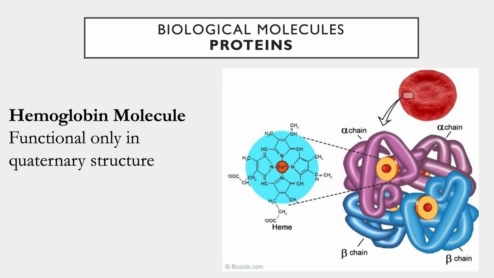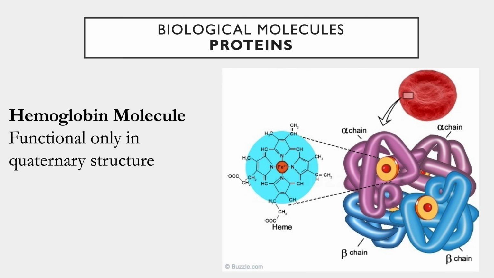An example of a quaternary folded protein is a protein complex called hemoglobin. Hemoglobin is the protein within red blood cells, which carries and binds to oxygen gas and carries it throughout the bloodstream to cells in the body.